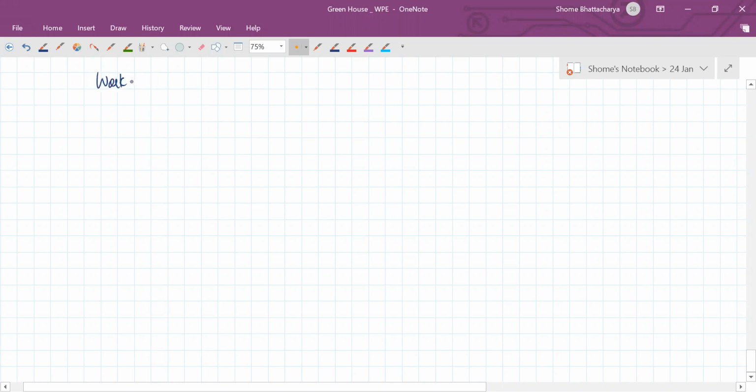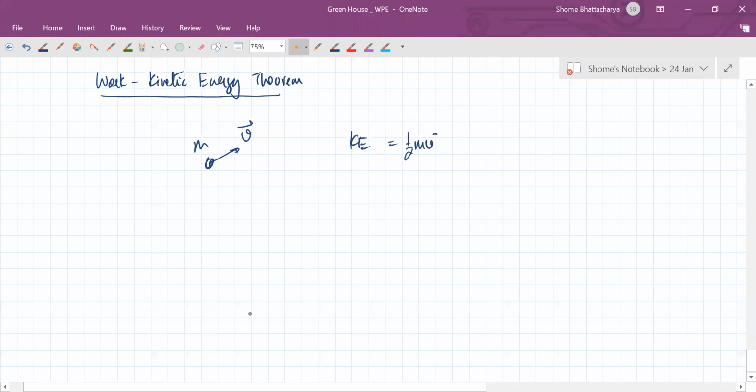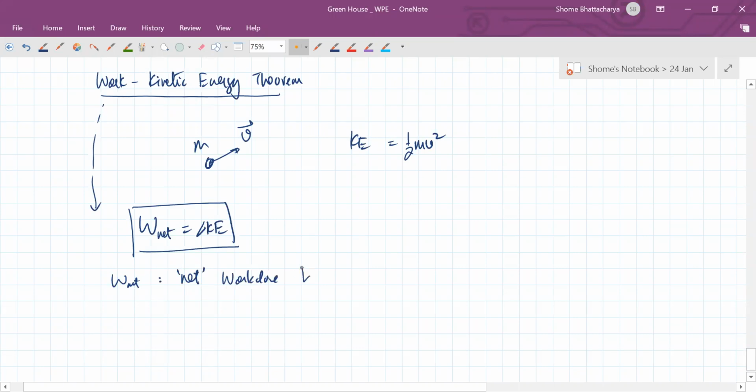So that will be called the work kinetic energy theorem. If a particle or a body is moving with a velocity v, the kinetic energy is defined as half mv square. So we say that the work kinetic energy theorem is given by the statement that the net work done by all the forces acting on the body is the change in kinetic energy. So this is the net work done by all forces acting on a body, and this is the change in its kinetic energy.